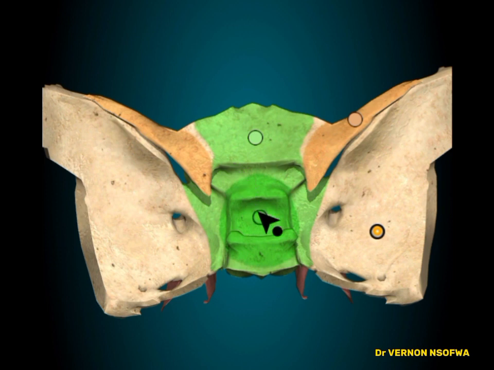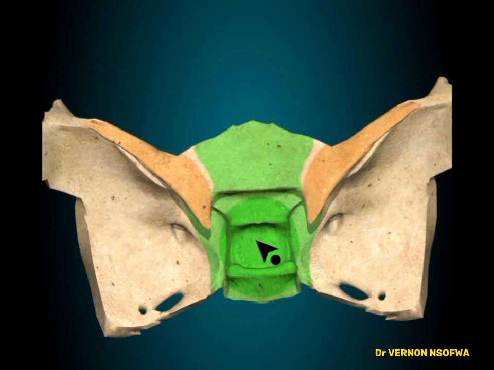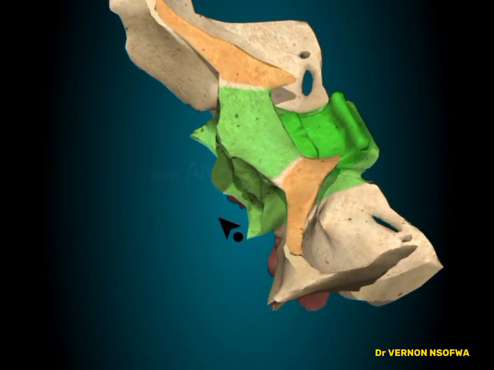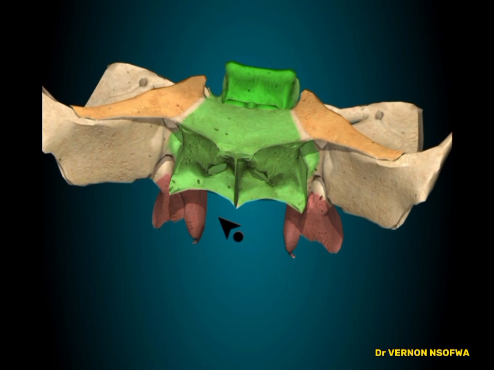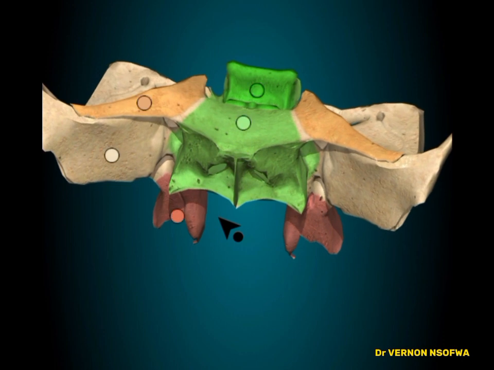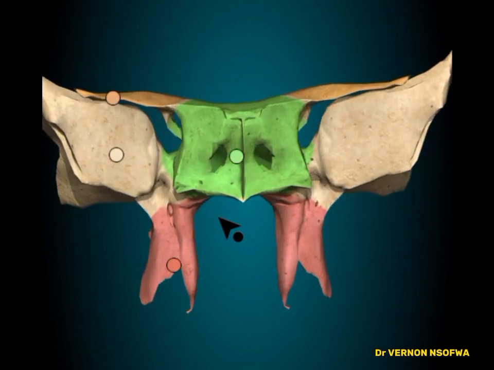And we have this point which we are calling the sella turcica. So these are the many parts of the sphenoid bone: the lesser wing, the greater wing, and the body of the sphenoid. The other thing that we can see posteriorly are these two processes. We call them the pterygoid processes.